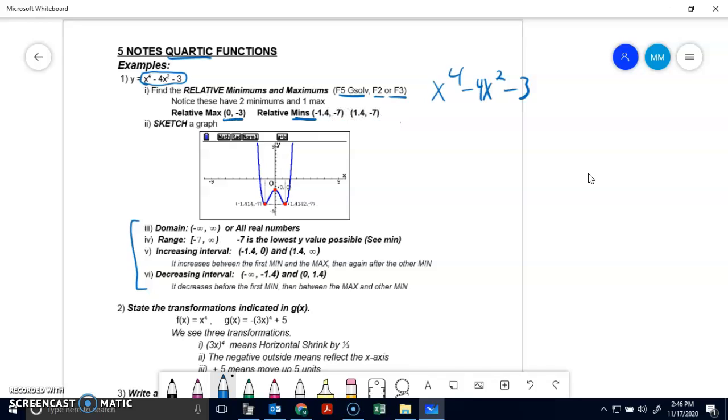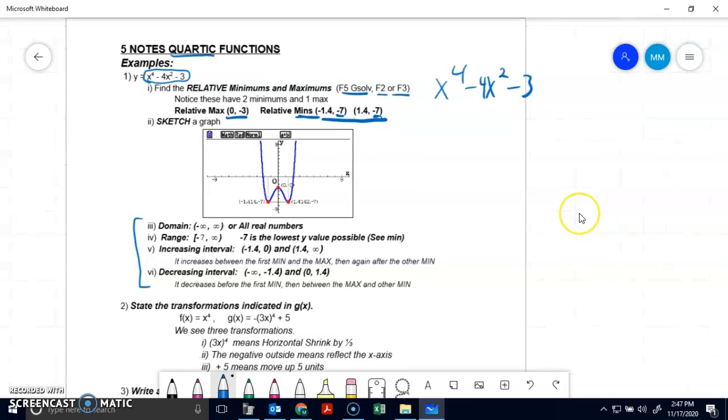And we find the maximum at (0, -3), the y-intercept, and the minimums are at 1.4 and -1.4, and they're both at the same y value of -7, which is interesting. So what we're looking at then is finding, make a sketch. Just plot your mins and maxes and make a general sketch that looks something like that.